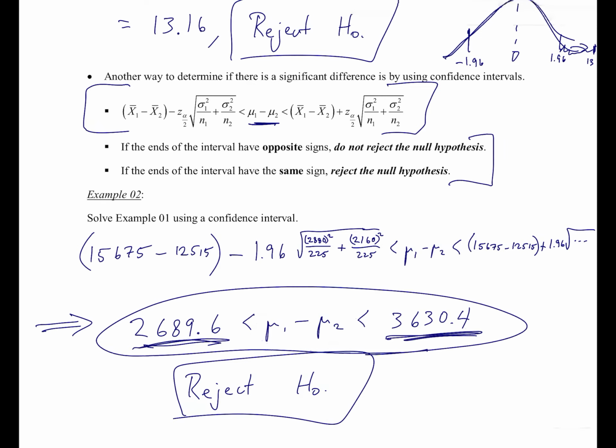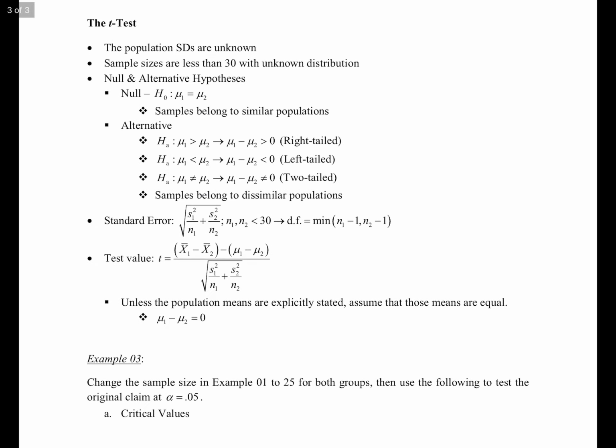So that's actually the end of section 9.1. The last thing that we're going to talk about in this class is section 9.2, which is how to do this whenever you're using the t-distribution instead.